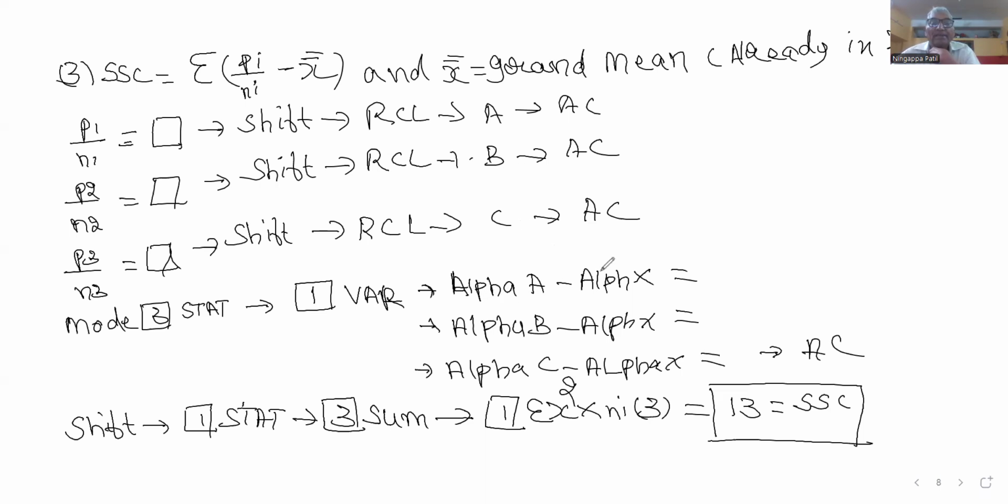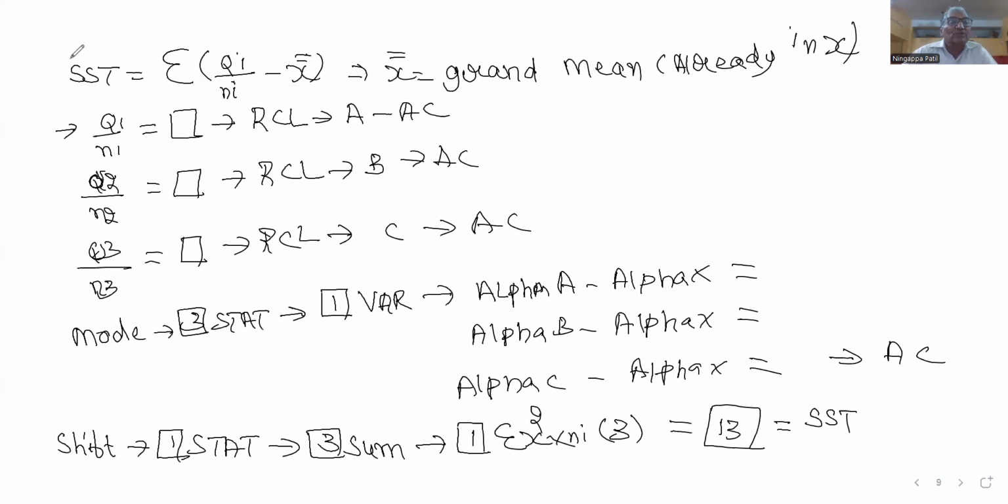Look here. Alpha A minus alpha X equal to button. Alpha B minus alpha X equal to button. Alpha C minus alpha X equal to button. AC button. Then shift 1 stat 3, third button sum. Then sum we want 1, that is summation of x square into ni. Ni means 3. That is 3 columns are there. Then equal to button, you see, multiply this by 3, equal to 13 you are getting. That is SSC. Okay, in the same way you can calculate SST.